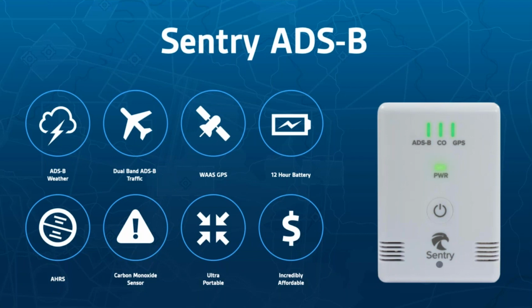Things like ADS-B weather, dual band ADS-B traffic. It's got an even more accurate GPS, so I can get better location information for my aircraft. It's got a built-in AHRS unit, Attitude Heading Reference System unit, in there that's going to give me pitch and bank as I go through. It's even got a carbon monoxide sensor. So these are available from ForeFlight. Awesome piece of kit to have in the aircraft with you, and it really changes things. You won't want to fly without it after you fly with a Sentry.